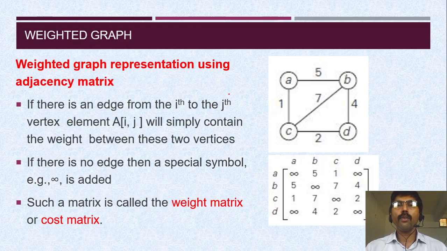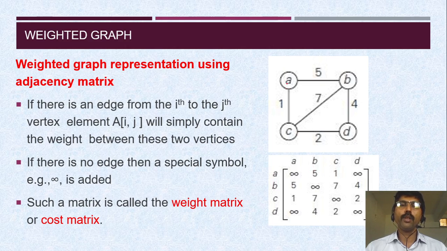Just like a normal graph, the weighted graph can also be represented using two techniques, adjacency matrix and adjacency list. In the first, adjacency matrix, if there is an edge between two vertices, in that case we represent those vertices with some value.